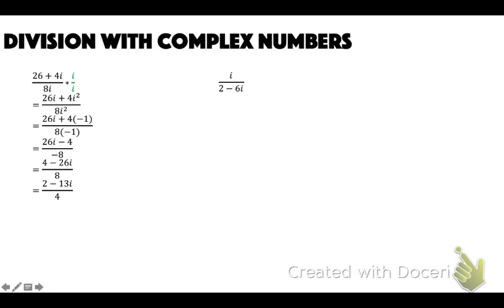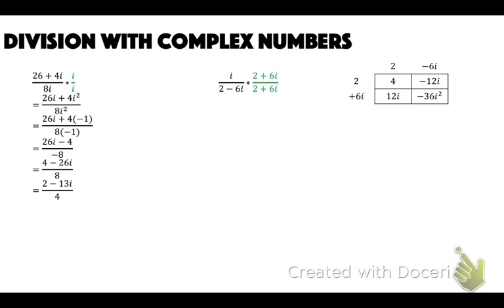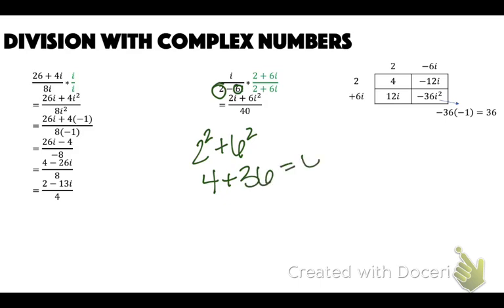Okay, this one. So this is where we have to use the conjugate. So I have to multiply by 2 plus 6i. Okay, it's a lot like radicals. We're just using complex numbers now. So on the bottom, we're going to get 4, negative 12i, 12i, and negative 36i squared. Well, those 12i's are going to cancel. Negative 36 times negative 1 is positive 36. So the bottom actually equals 40. Okay, and you can always get that by taking this term and squaring it, and this term and squaring it, and adding it together. So 2 squared plus 6 squared. Well, that's going to be 4 plus 36, 40.